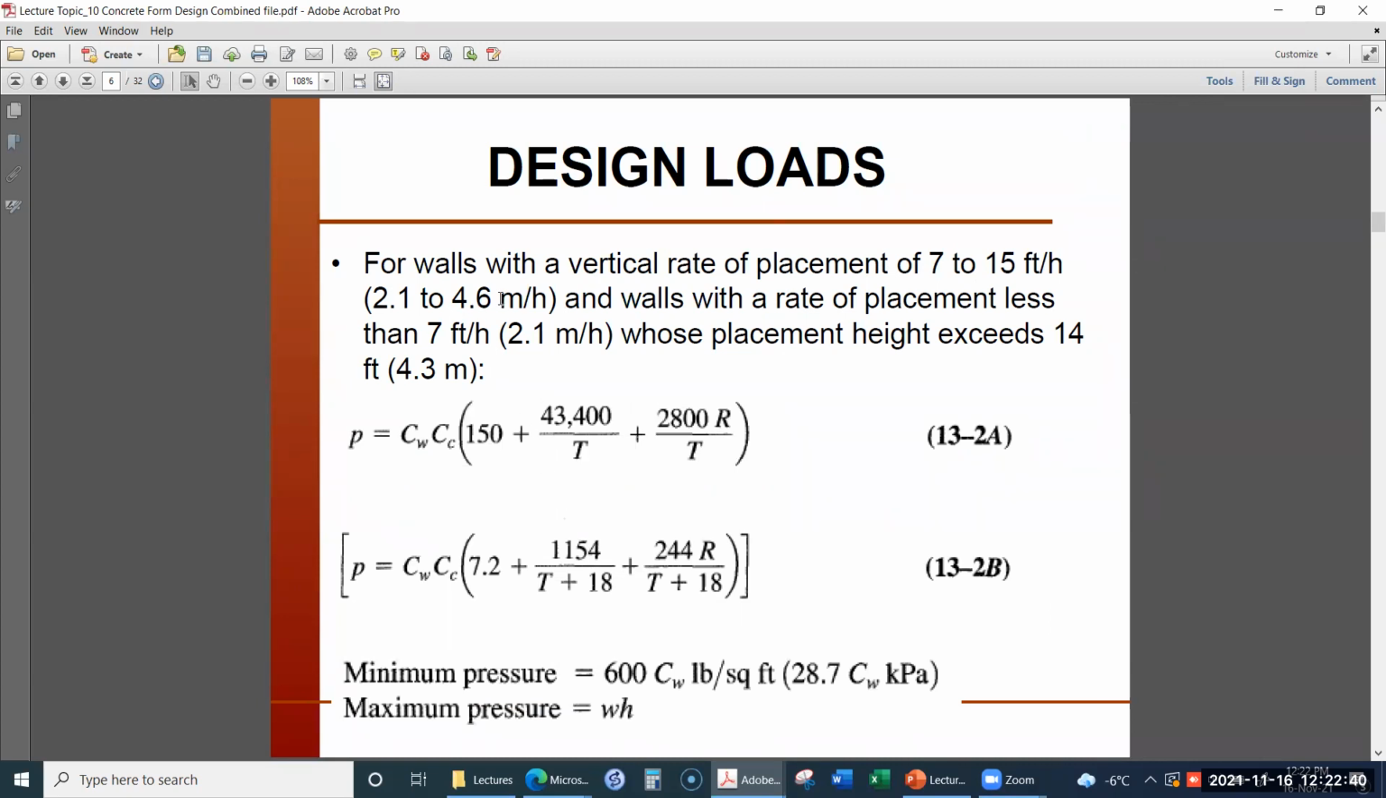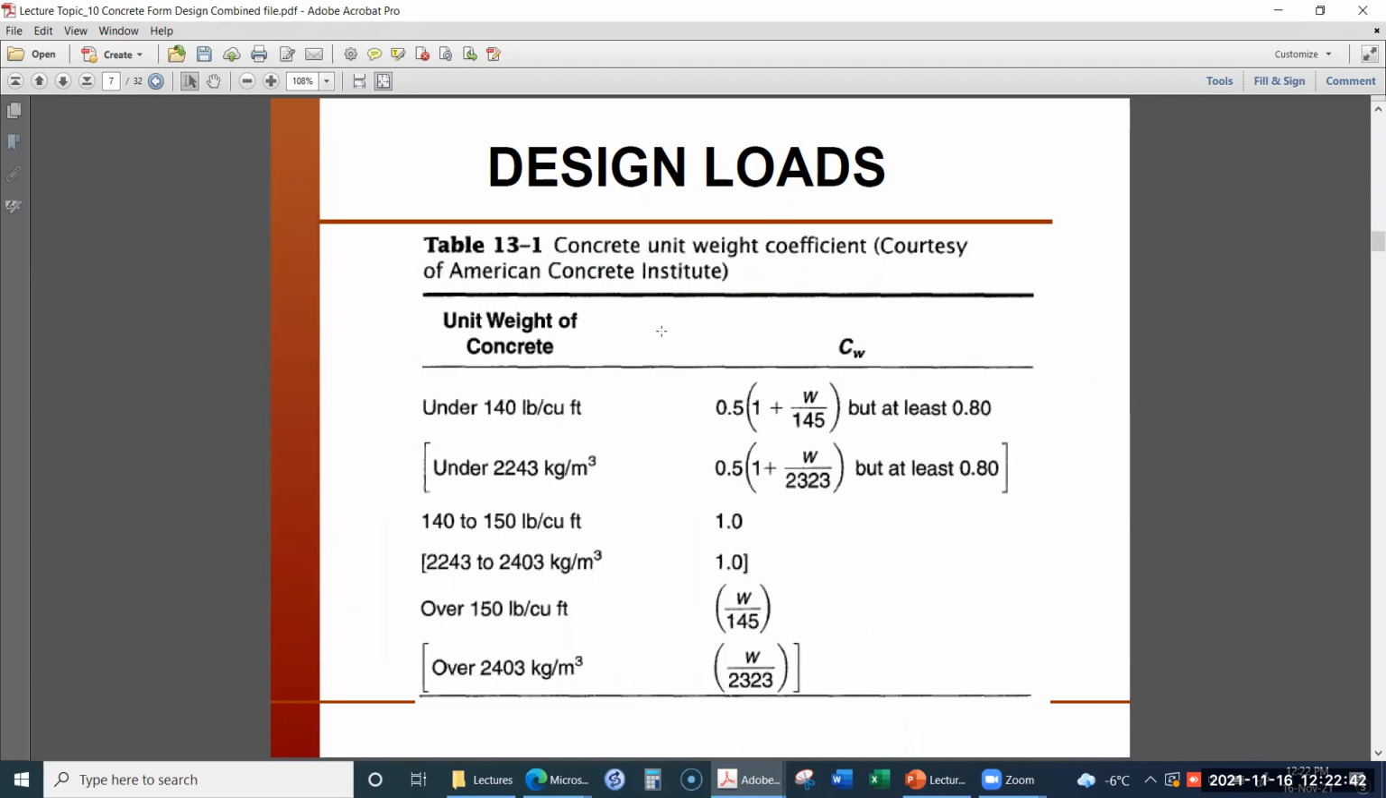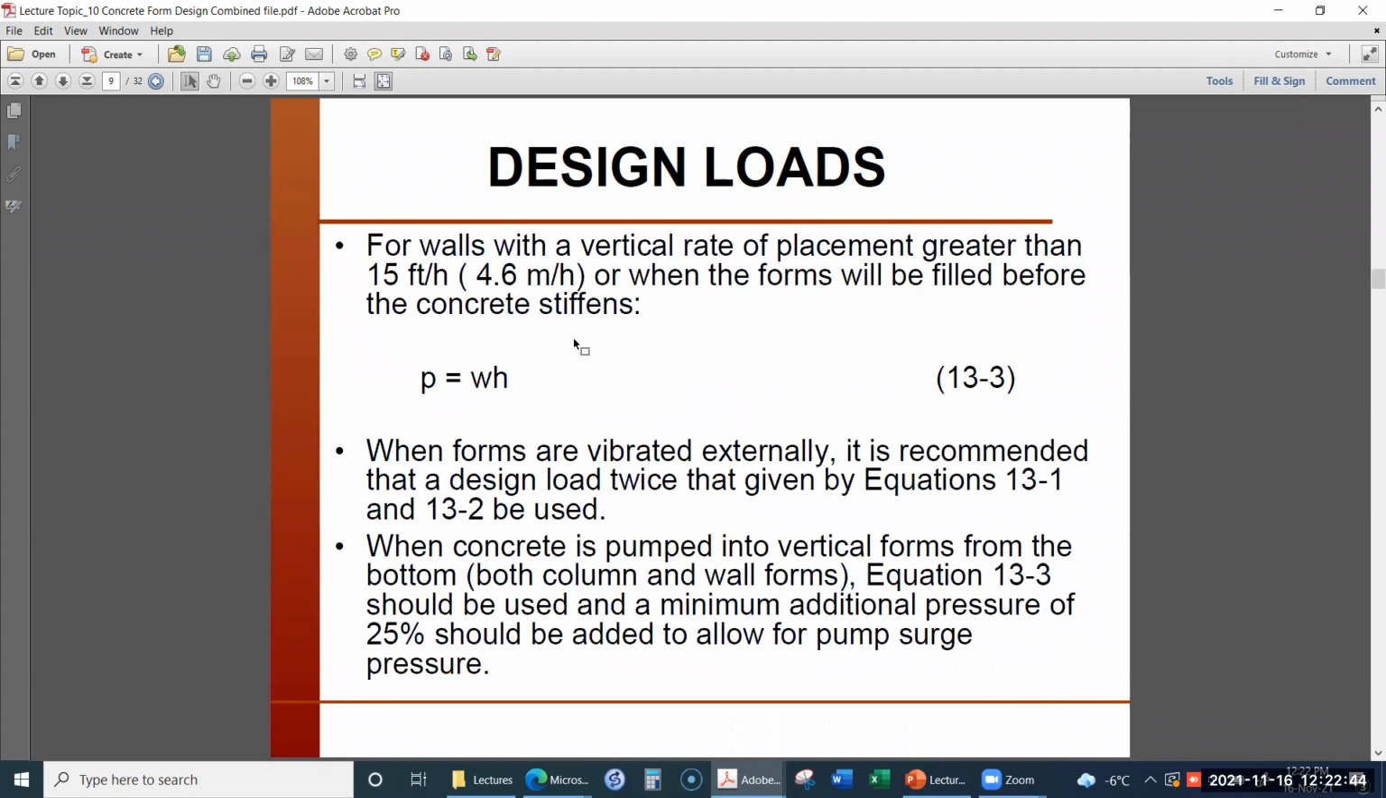But if the rate of placement is more than 4.6 meter per hour, then we will take the concrete just like a fluid. Then the pressure can be simply calculated by WH. So for walls with a vertical rate of placement greater than 4.6 meter per hour, or when the forms will be filled before the concrete stiffens, we will use pressure is equal to W times H. So simply we will use this equation.